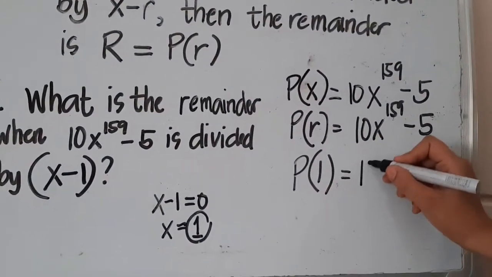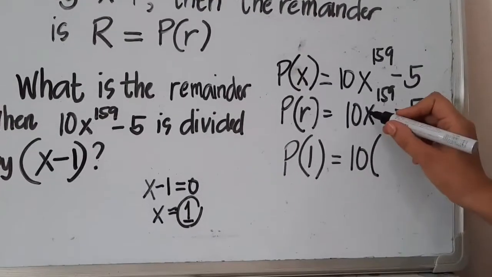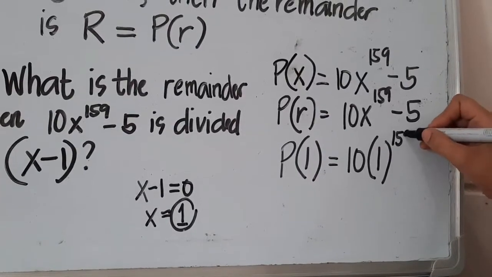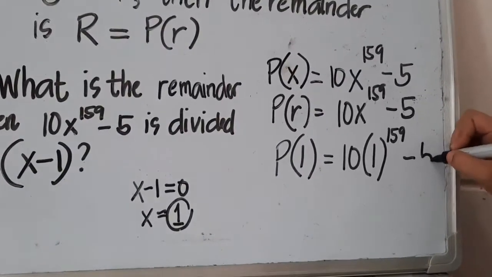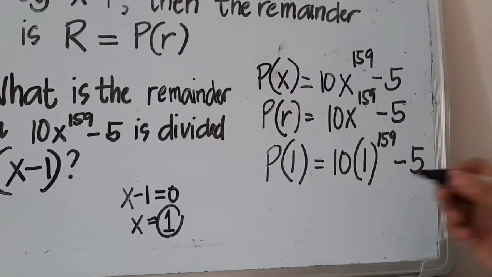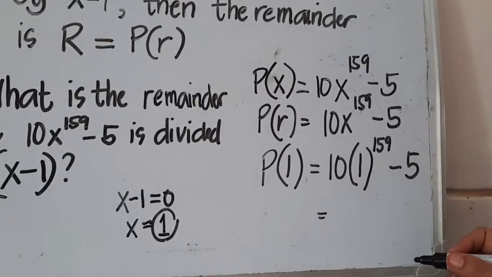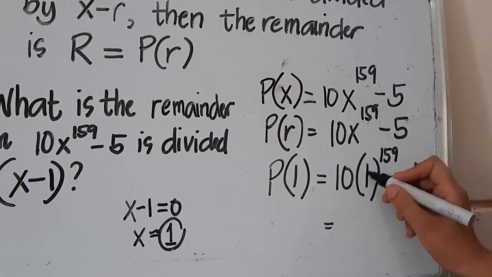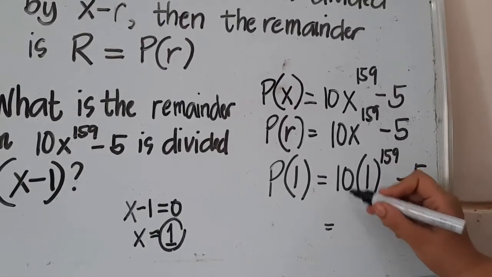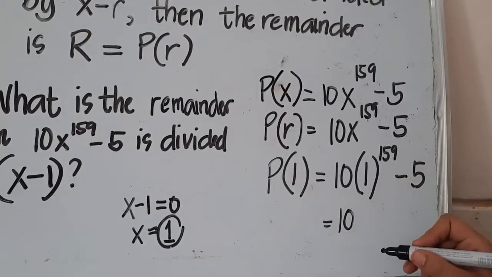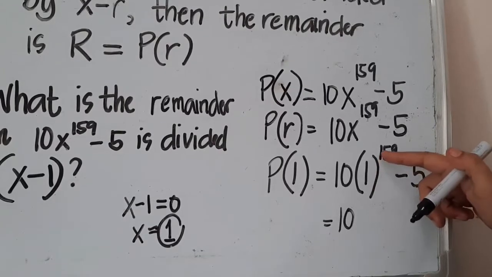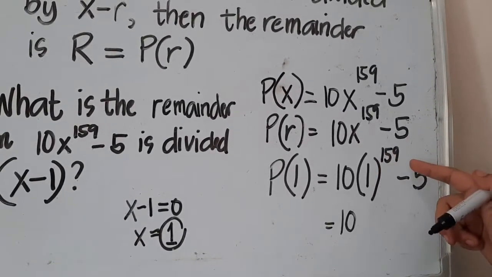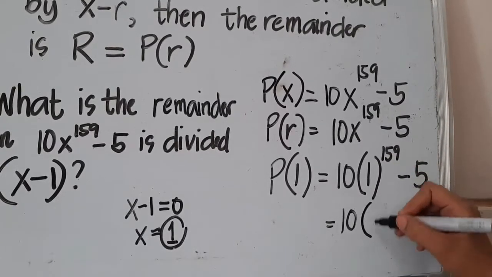So this will become 10 times our x will become 1 raised to the power of 159 minus 5. That's it. Next, we simplify. So this will become 10 times 1. We cannot do that one because applying again PEMDAS. So we just copy our 10. Then simplify 1 raised to the power of 159. So what's the answer? Yes, it's only 1.